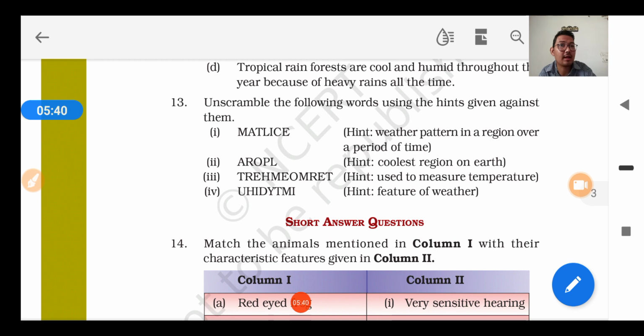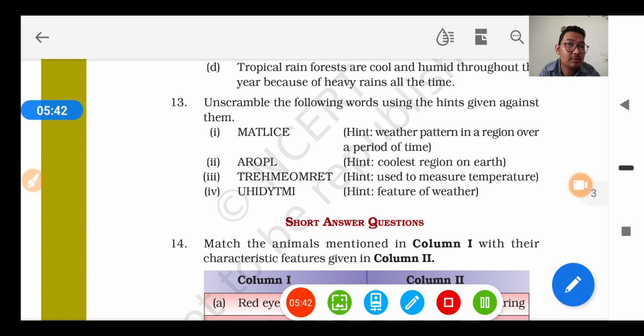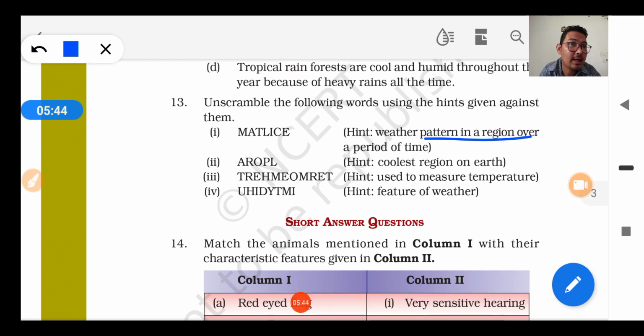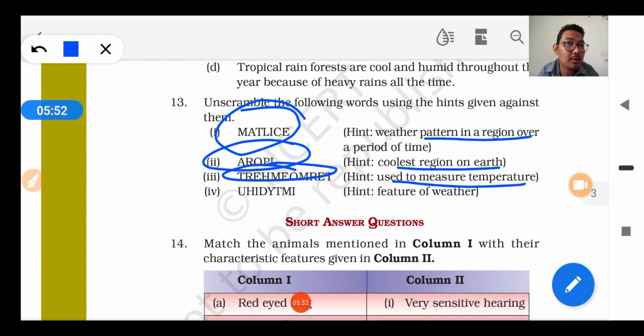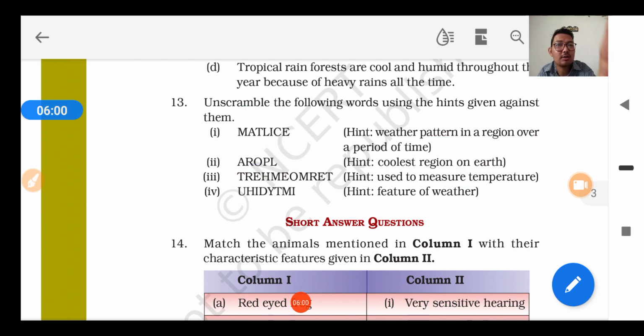Question number 13. Unscramble the following words from the hint given. The weather pattern in a particular region over a period of time is called climate. The coldest region of the earth is polar. The instrument used to measure temperature is thermometer. And a feature of weather is humidity. So I got the words.